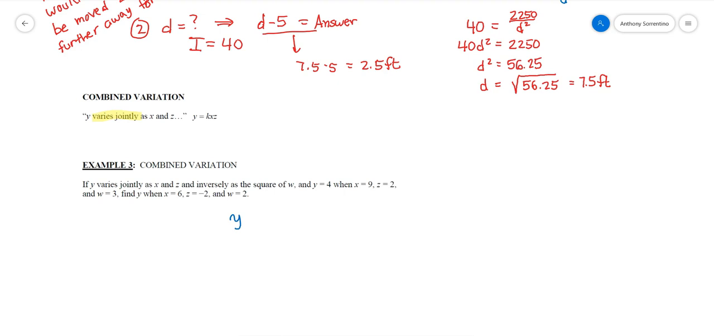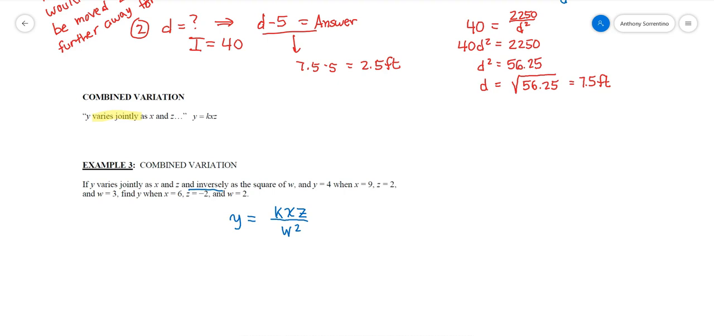So when I get that y varies part, that means that y is going to equal some constant. Now it's jointly, so I'm going to have a variable or two being multiplied to this k, as x and z. So x times z, and inversely as the square of w. So with respect to that k up here, it's going to be inversely for the square of w. There's my general formula. That's how these variables relate to one another with the k value and with y.